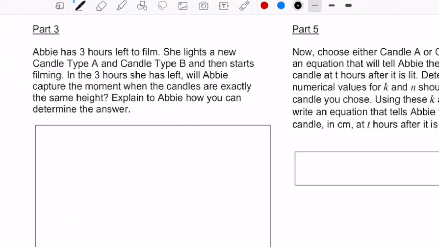All right, so in part 3, it says Abby has 3 hours left to film. She lights a new candle A and a new candle B, and then starts filming her movie. This question wants to know, in the 3 hours she has left, will she capture the moment when the candles are exactly the same height? And we need to explain how you can determine the answer to this question.